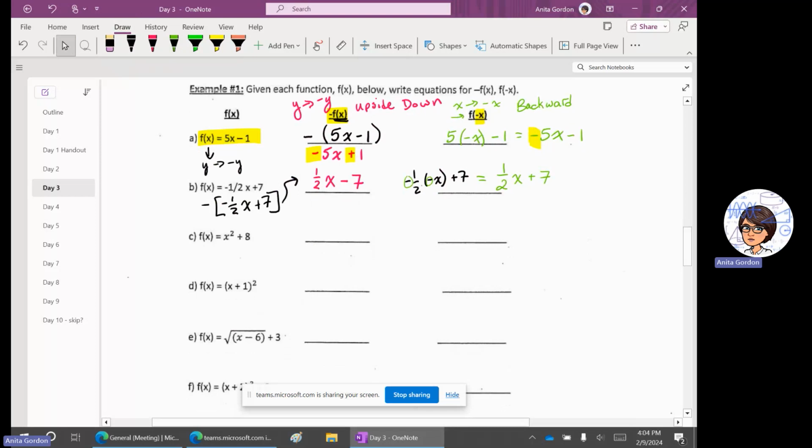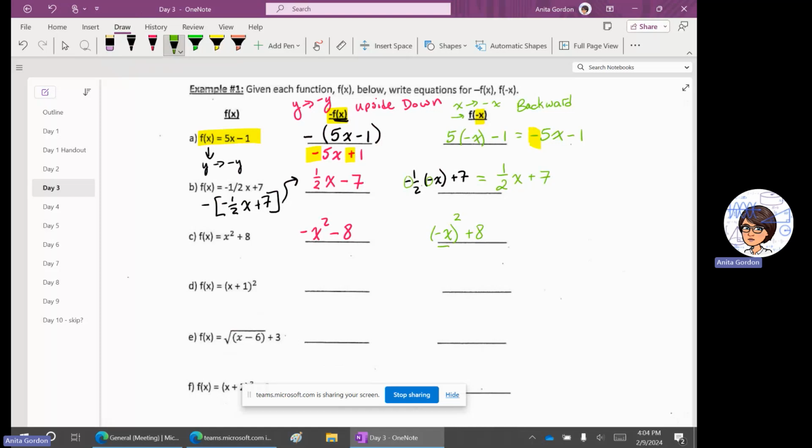So hopefully you can kind of see the pattern here. When we are flipping upside down or making the y negative, we essentially distribute a negative across all the terms. So here this would be negative x squared minus 8. Here this would be bracket negative x all squared plus 8.